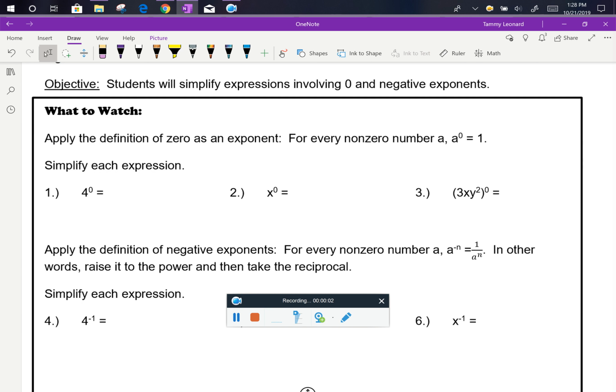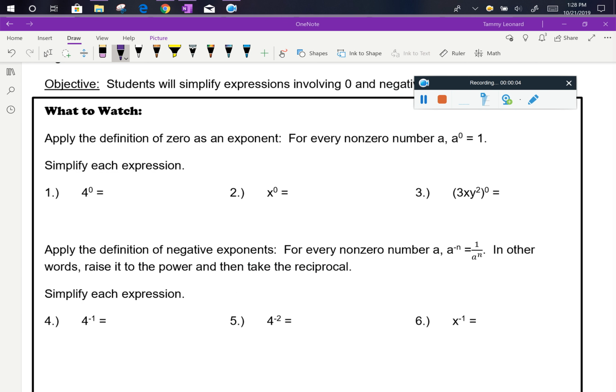The definition of 0 as an exponent says for every non-zero number a to the 0 equals 1. In other words, anything that you raise to a power of 0 will equal 1. So if we look at these first three examples, it says simplify each expression.